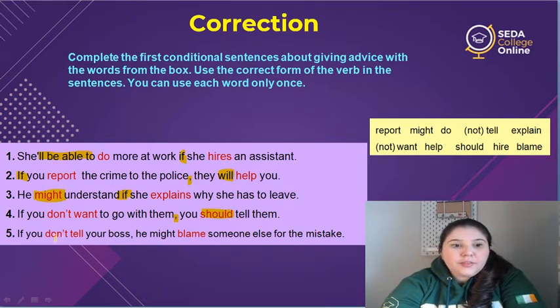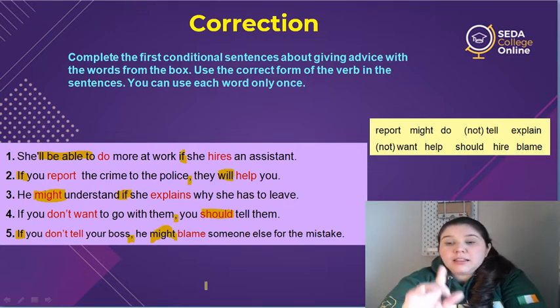And number 5, if you don't tell your boss, so if clause, present simple negative, comma, he might blame someone else for the mistake. Might to indicate future time.